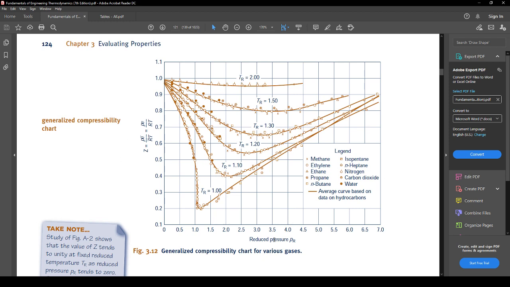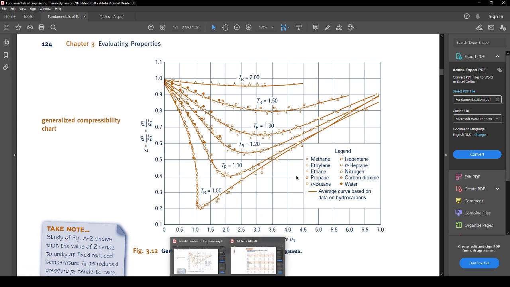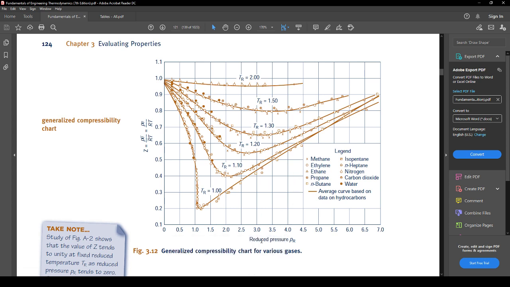So this right here is reduced pressure on the bottom, and over here is Z. And I'll actually go to these charts in just a second. But essentially what your goal is to find the reduced pressure, and you want to match it up with your reduced temperature, and then slide over here and find Z for compressibility.